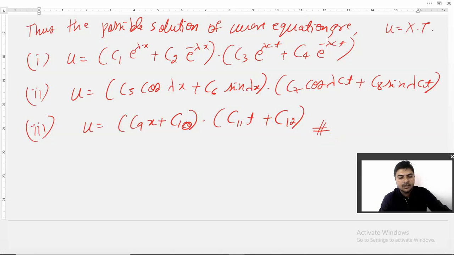We will continue in the next class. Next will be the Laplace equation. Please see that.